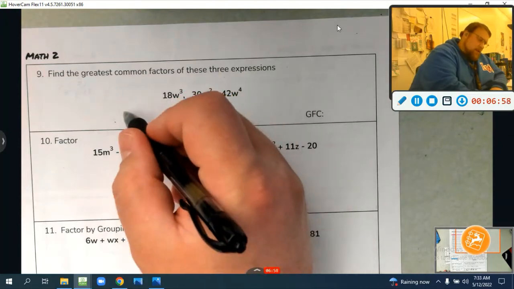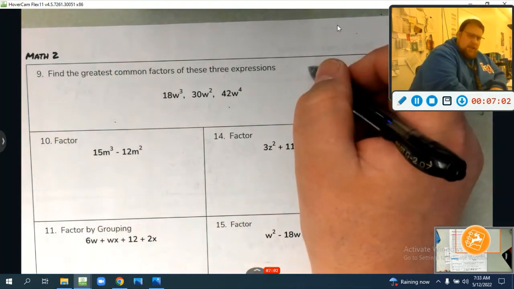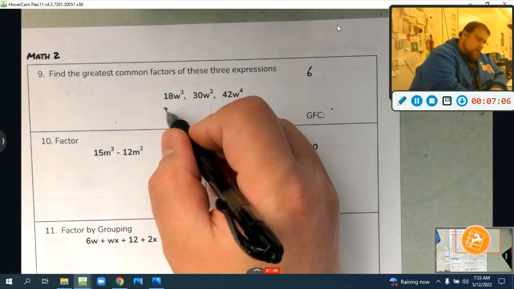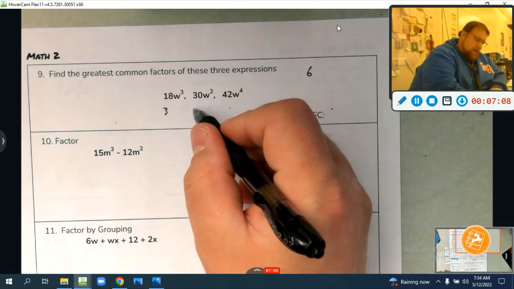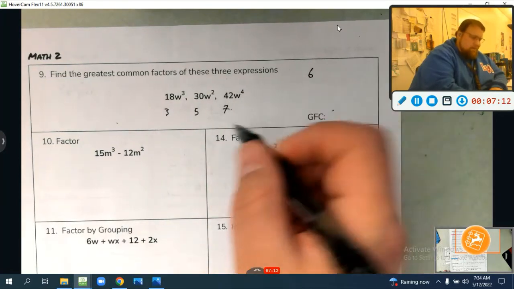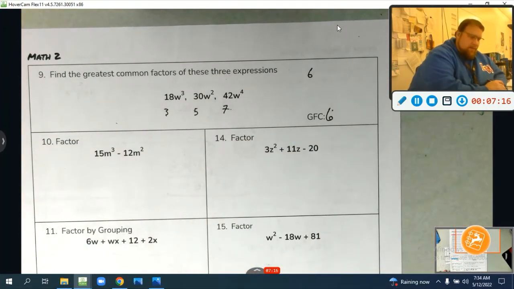So if I took a 6 out, right? So I'm going to write 6 over here just in case I'm wrong. That's what I recommend doing. What am I left with? I'm left with 3, 5, and 42 divided by 6 is 7. Those are prime numbers. Nothing else comes out of them. So I know 6 can come out of it.